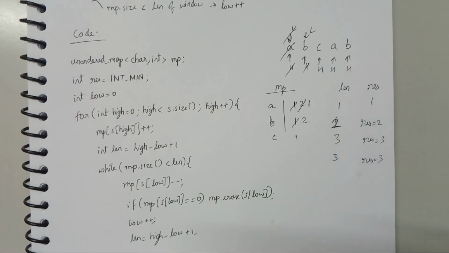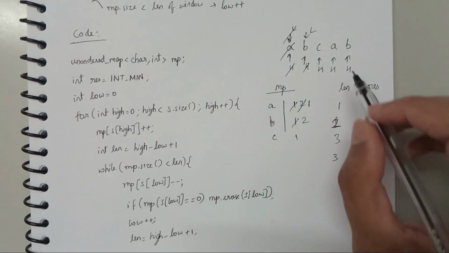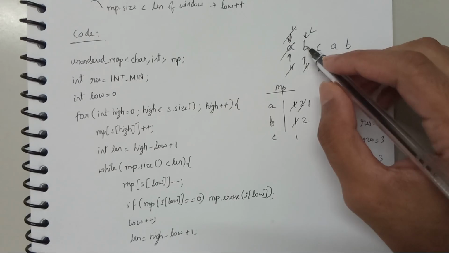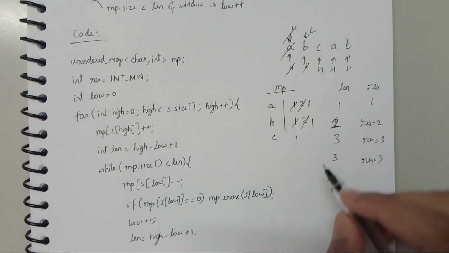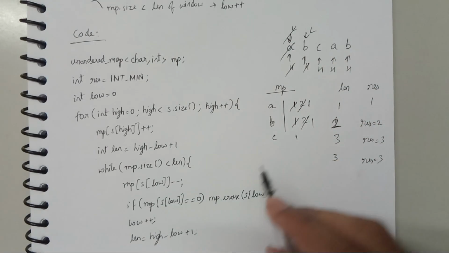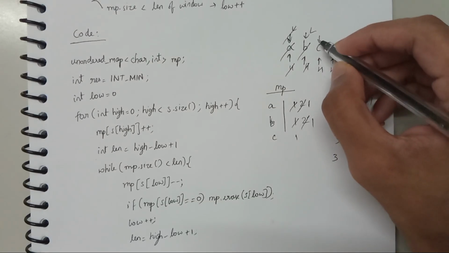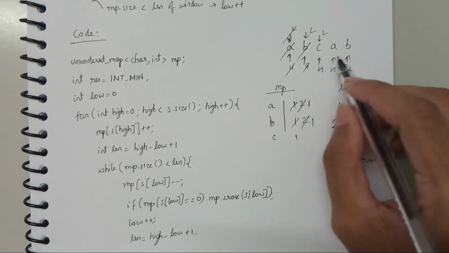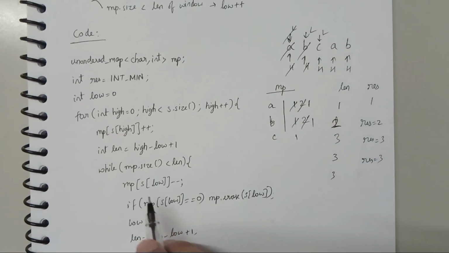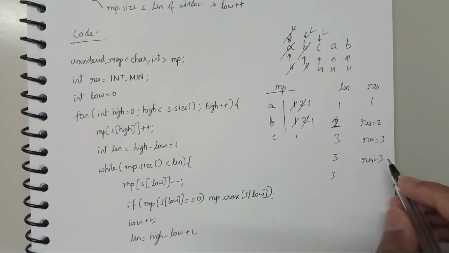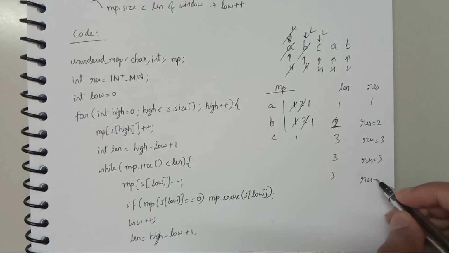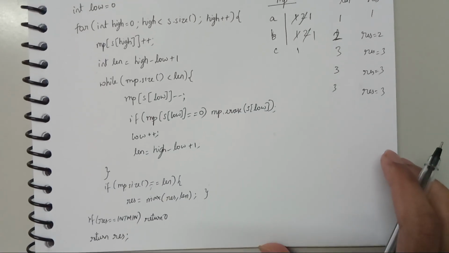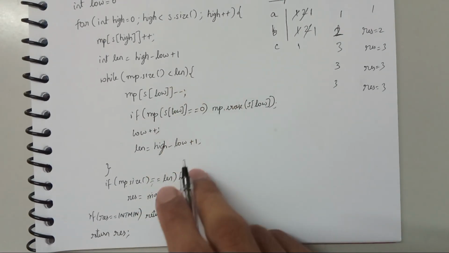The length will be again 4, so 3 is less than 4, so we reduce the hash map, we reduce b, so b will be 1, and next we do low plus plus, so we remove this and low will be here. Again we update the length, it will be high minus low plus 1, so this is just 3, and in the next iteration this will be satisfied, so result equal to 3, and at the end high gets out of the array and we come out of the loop.